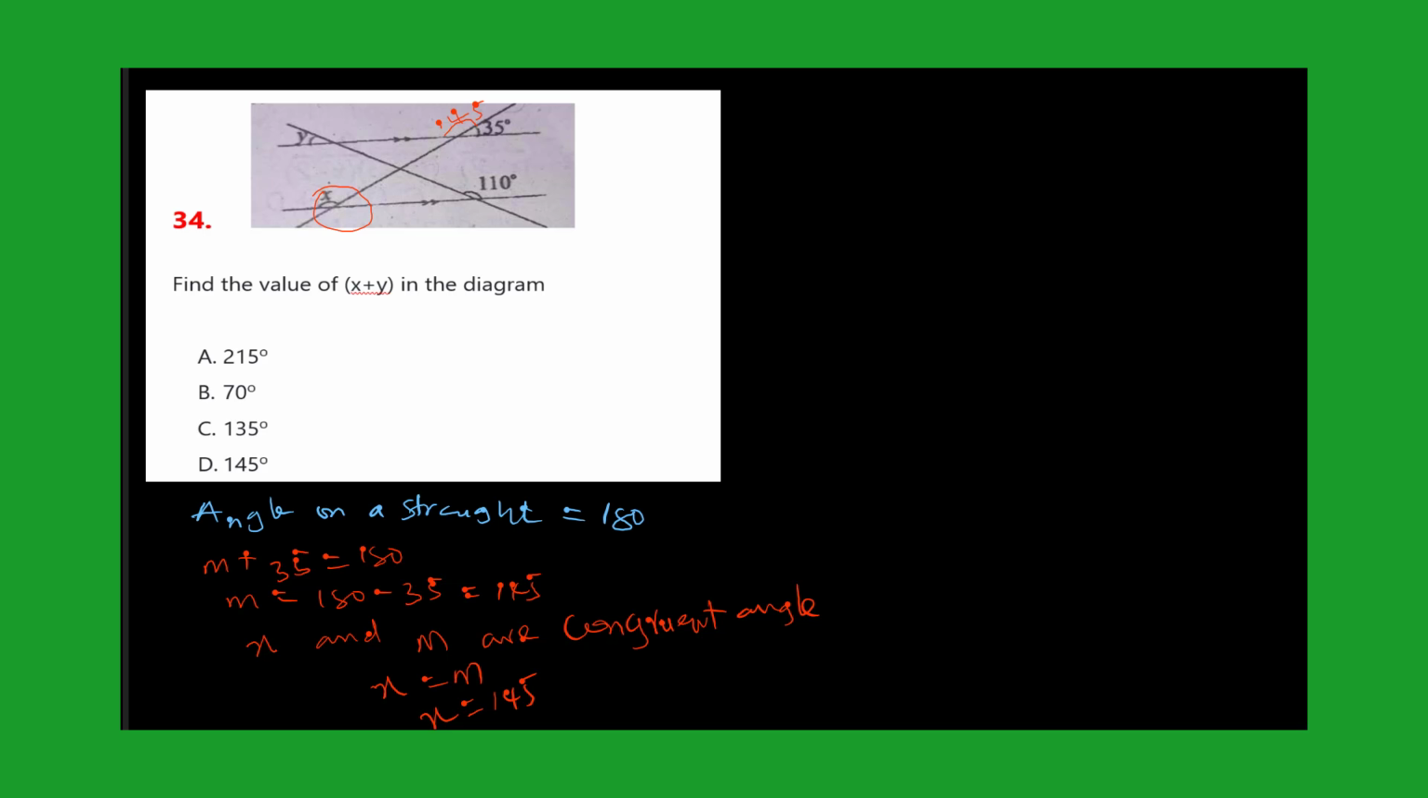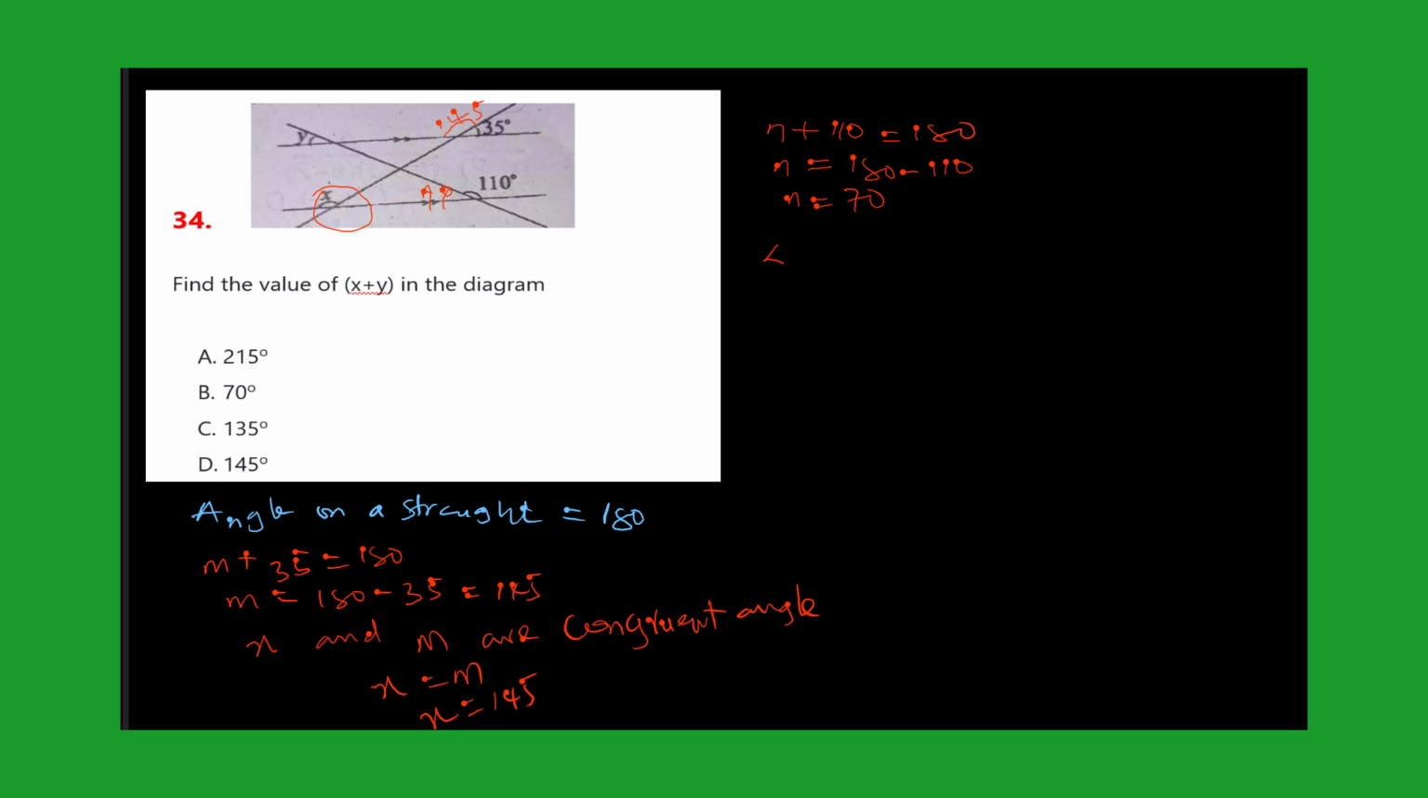Now let's look for the value of Y, just the way we did for the X. Angle on a straight line is always known to be 180. So let me make this place to be N. Therefore, N plus 110 equals 180. Therefore, N equals 180 minus 110. N will be 70. So if our N here is 70, N and Y are congruent.